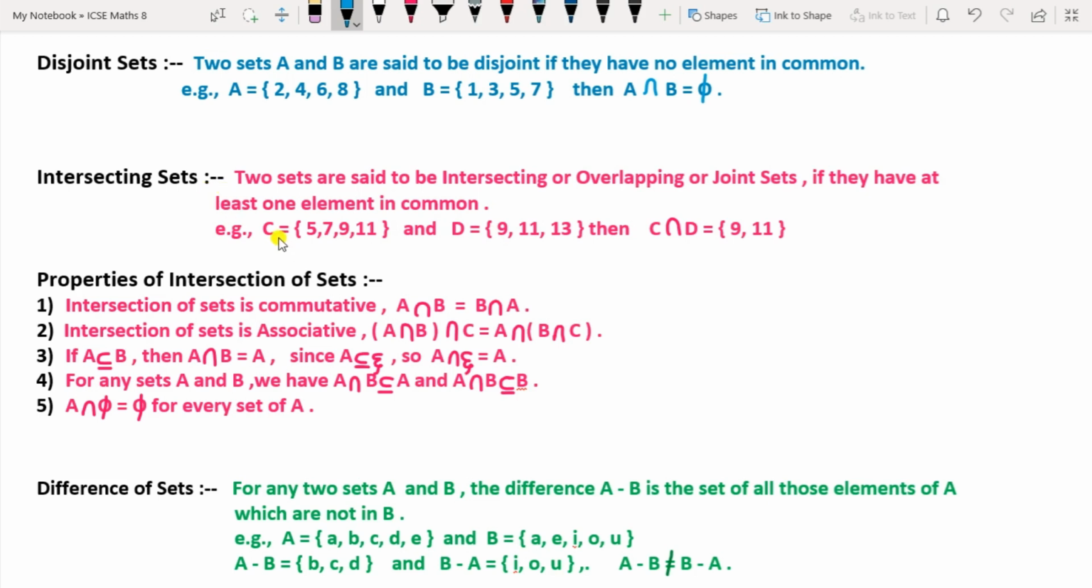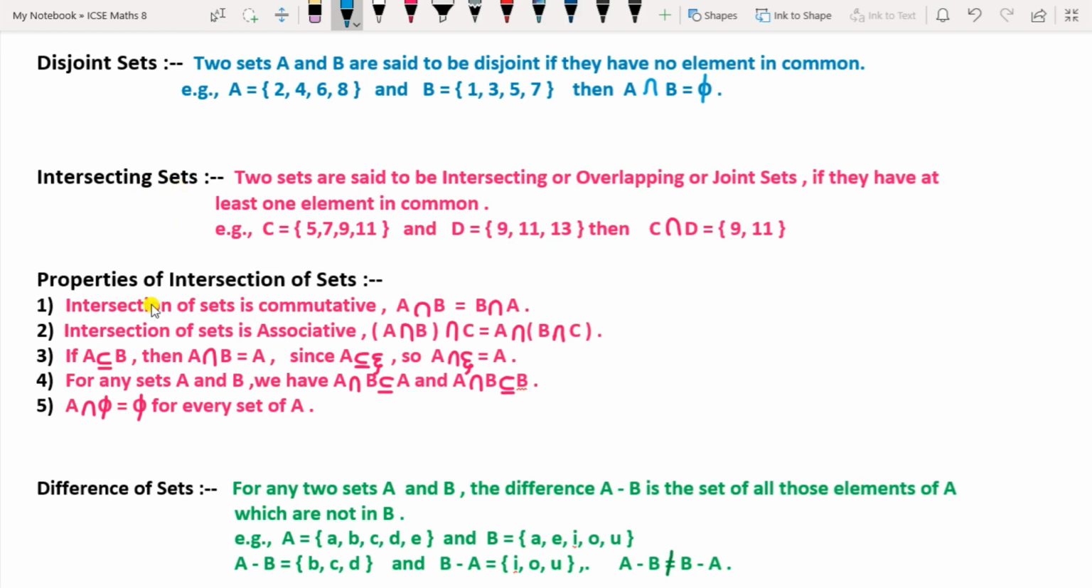For example, C is 5, 7, 9, 11 and D is 9, 11 and 13. Then C intersection D will be 9 and 11, which are common in both the sets. Those are called the intersecting sets.